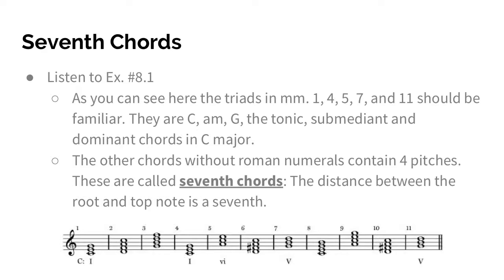So if you look at example 8.1, you can see that all the chords are laid out here. As you can see, here are our triads that we talked about in our last chapter. And then you also see that there are others that are stacked with four notes, and we call those seventh chords. Hooray! That means we have a triad, and then the distance between the root of the chord and the top note is a seventh.